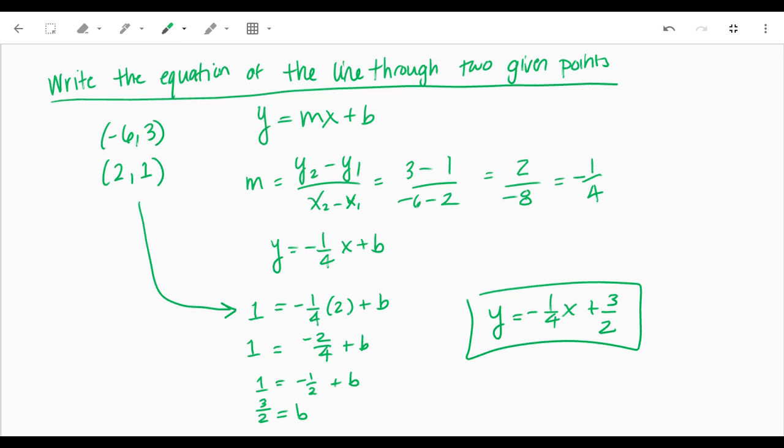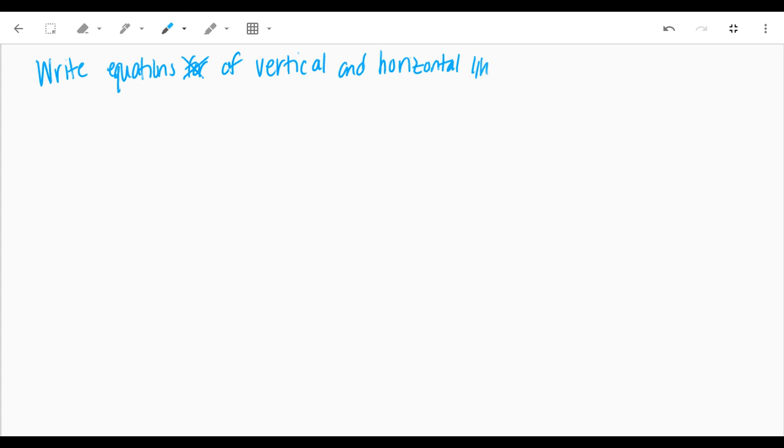We're getting close to the end here. Next, we have writing the equations of vertical and horizontal lines through a given point.